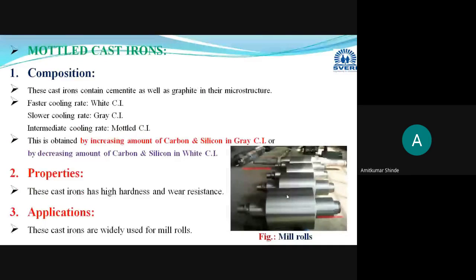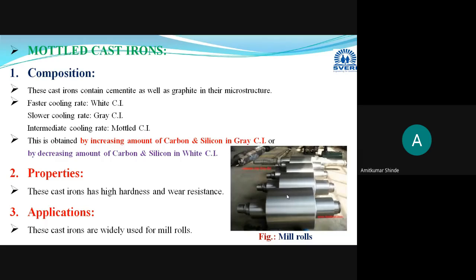So this is the mottled cast iron. Now, this mottled cast iron is very easy to remember. It is a combination of white cast iron and gray cast iron. This mottled cast iron contains free carbon in the form of graphite, as well as carbon in combined form, present as cementite. In its microstructure you will be able to find both phases, free carbon and combined carbon.